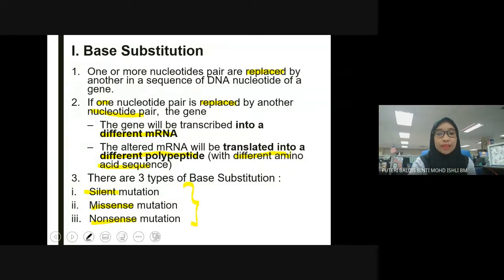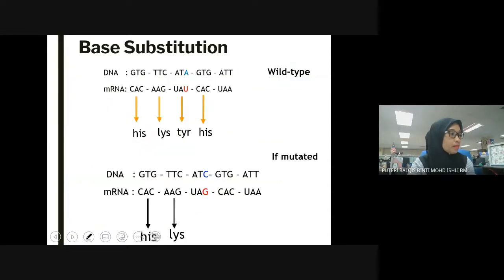Okay, before that, I'm going to show this one. This is base substitution. This is the wild type. Wild type ni maksudnya wild type DNA ni maksudnya tak ada lagi mutation. So kita ada GTG, TTC, ATA, GTG, ATT. So the mRNA will be CAC, AAG, UAU, CAC, UAA. Okay, so UAU will code for amino acid tyrosine, TYR.